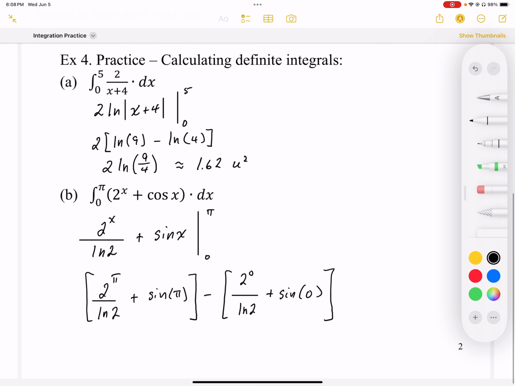Okay, so simplifying this, this becomes 0, this is 0, so we end up with 2 to the pi minus 2 to the power 0, which is 1. And that's all over our common denominator of log 2. That's our area. When we work that out, it's approximately 11.29. And that's area, so we'll call that units squared.